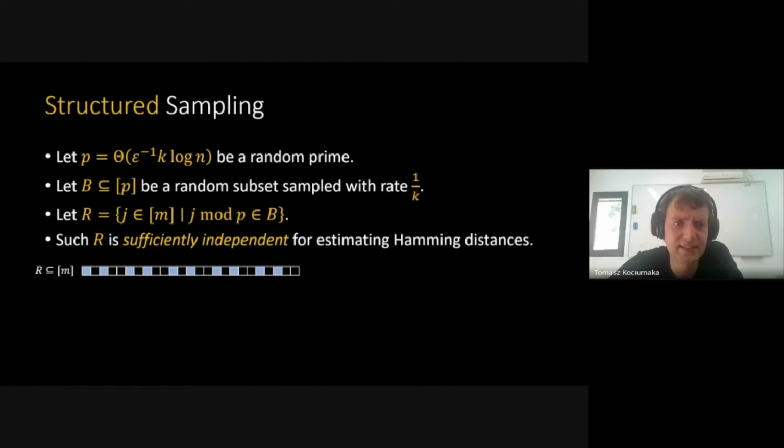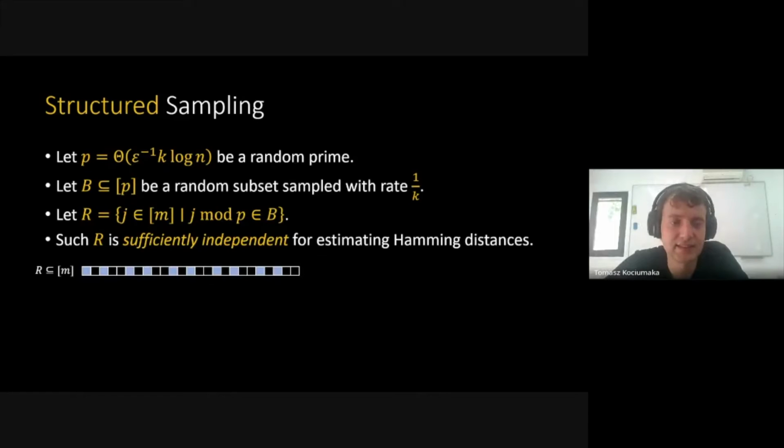Nevertheless, it turns out that this is still sufficiently independent to estimate Hamming distances with good probability. Namely, what we actually do is we replace the true Hamming distances by the number of different remainders modulo p that the mismatches have, and given that p is large enough and random, we can show that this doesn't differ too much from the original Hamming distance. The thing we lose is an epsilon fraction of the mismatches, which is fine.